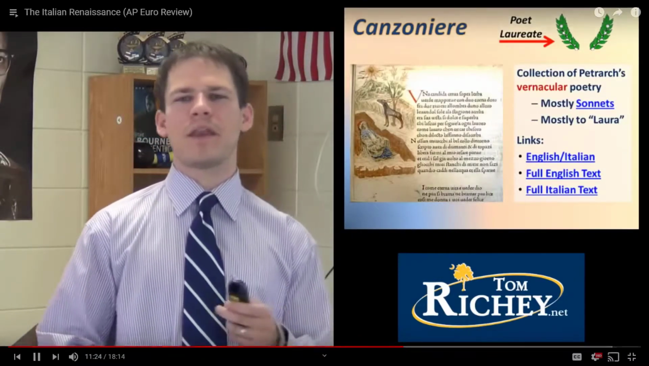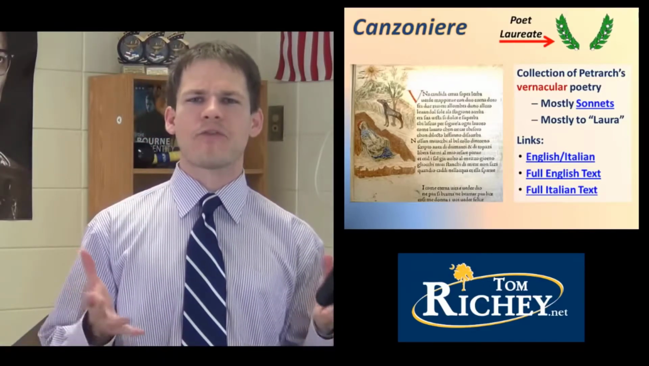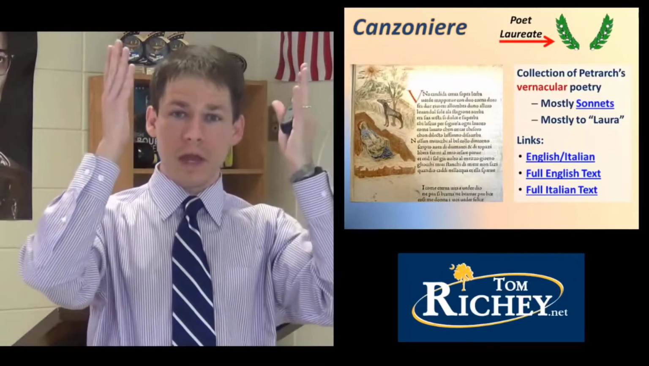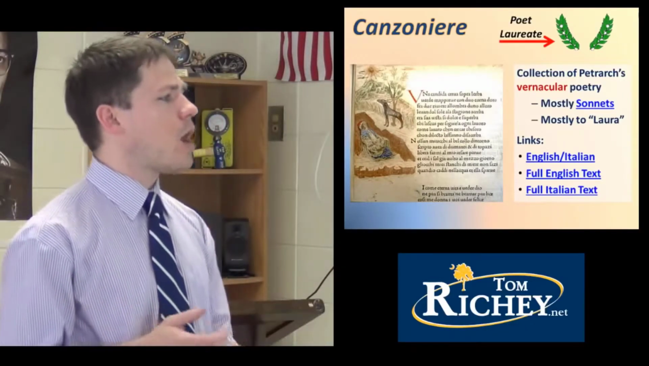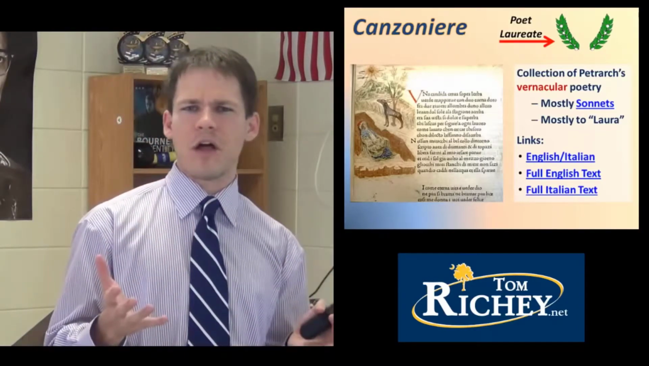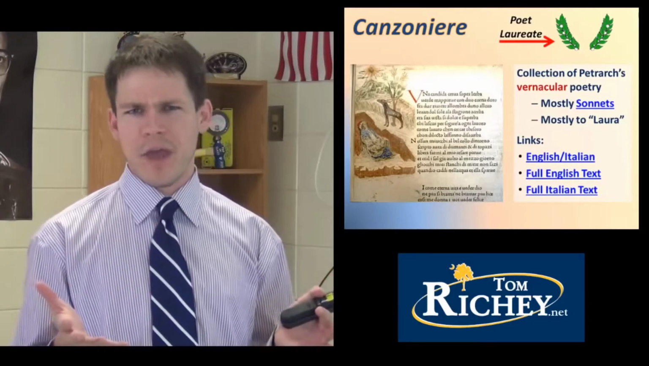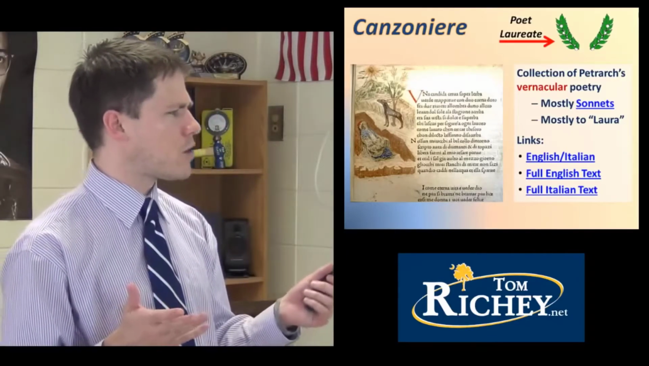Petrarch wrote a collection of poems to this woman named Laura. Keep in mind that this has the same root as a laurel wreath, which he had been given when he became the poet laureate. But lots of sonnets are to Laura, this woman that he loves but can't have. And he's obsessed with her for years upon years.